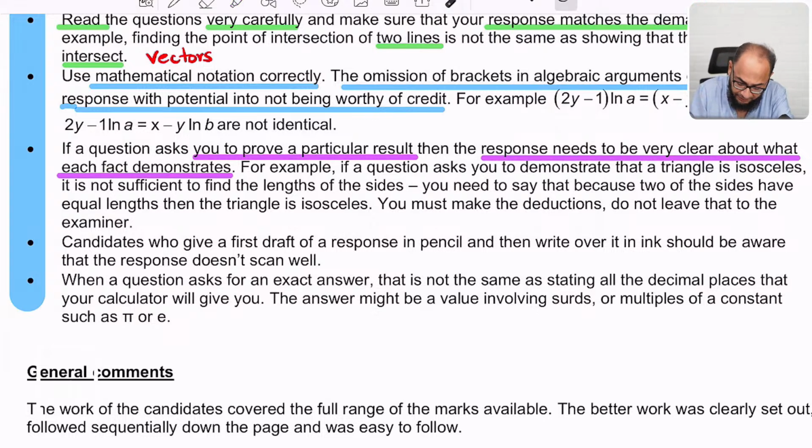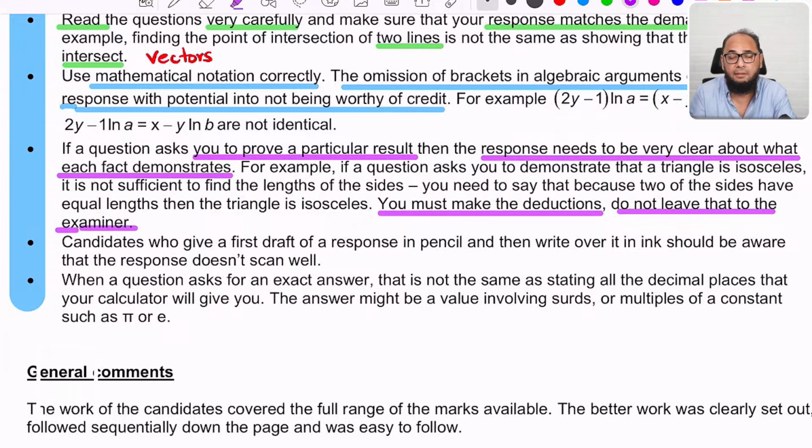Let's read further. For example, if a question asks you to demonstrate that the triangle is isosceles, it is not sufficient to find the length of the sides. You need to say that because two of the sides have equal length, then the triangle is isosceles. I think that's very common sense, and I don't know why people just assume that the examiner will do all the working for them. So now the thing is, you find the length of all the three sides, and then you say that these two sides are equal. Therefore, it is isosceles. As simple as this. You must make deductions. You must make deductions. Do not leave that to the examiner.